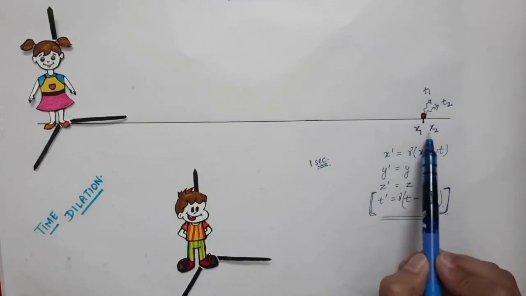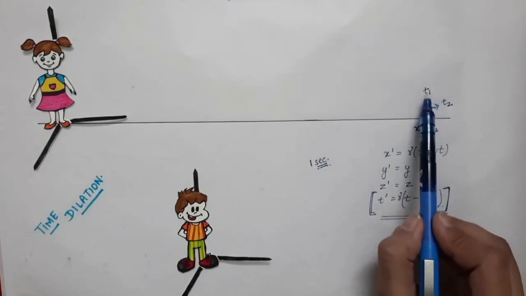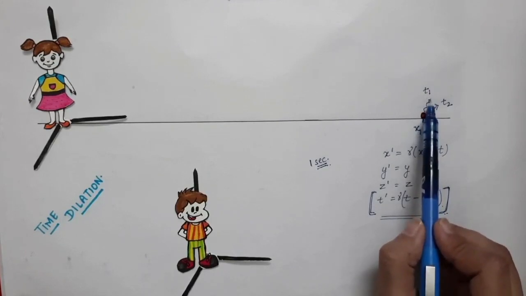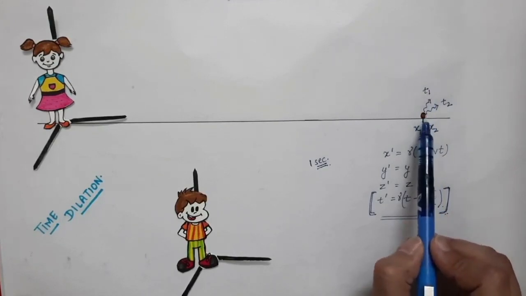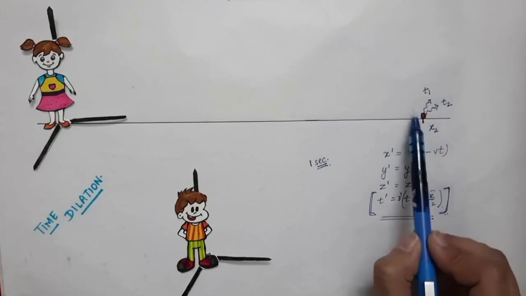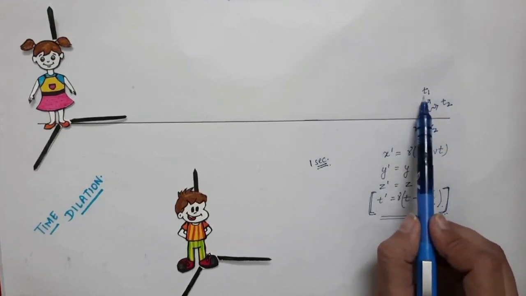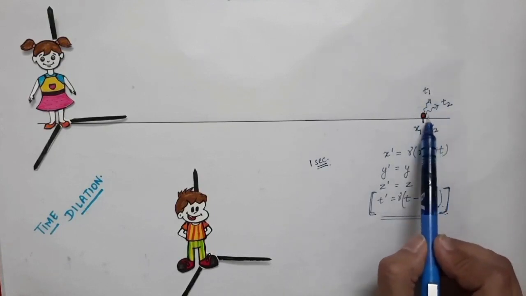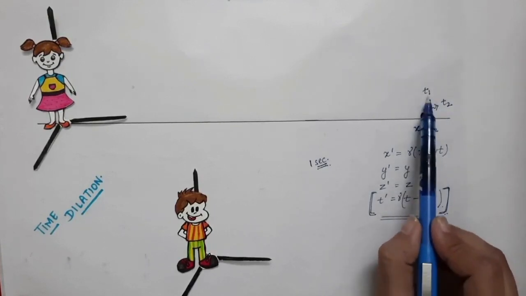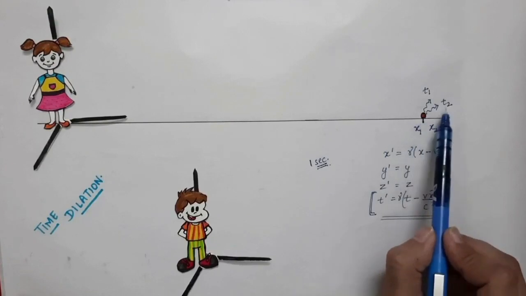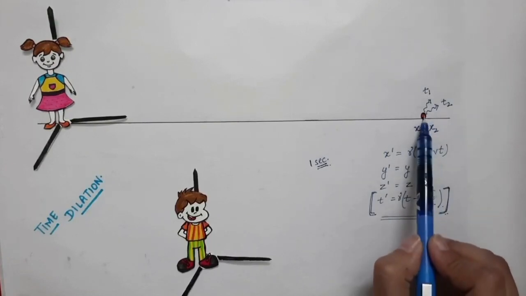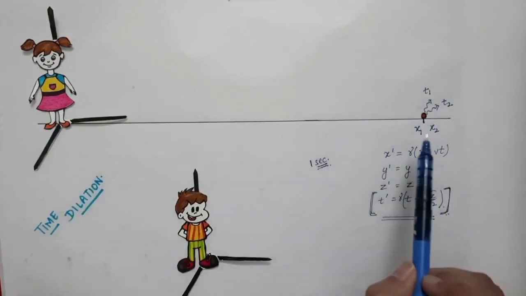So x1 will be equal to x2, and t1 is the time at which the first photon is emitted, or you can say the first event occurs. So it can be any event. I have taken photon as an example over here. So the first photon is emitted at t1 time and second is emitted at t2 time. And let's say at t1 x1 is the position of the source, and at t2 x2 is the position of the source, and in your frame x1 will be equal to x2.